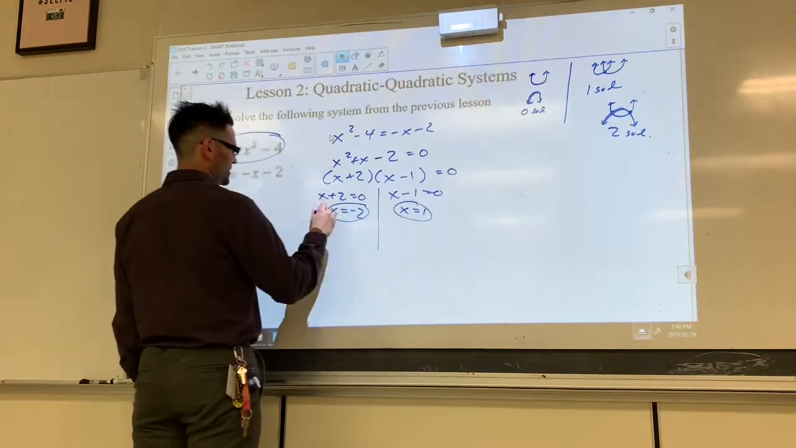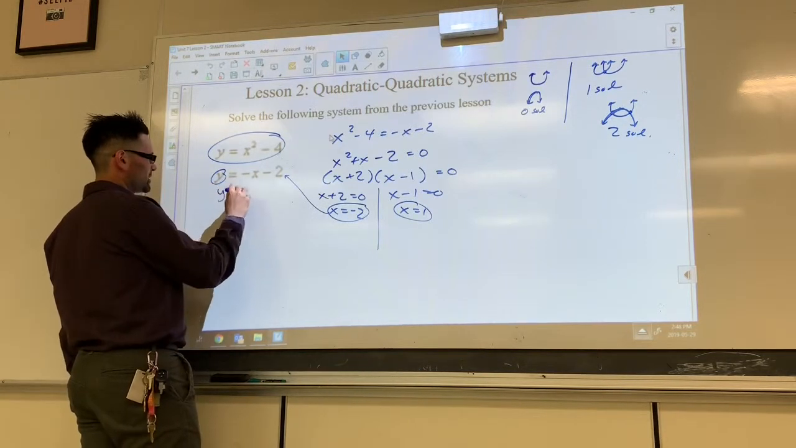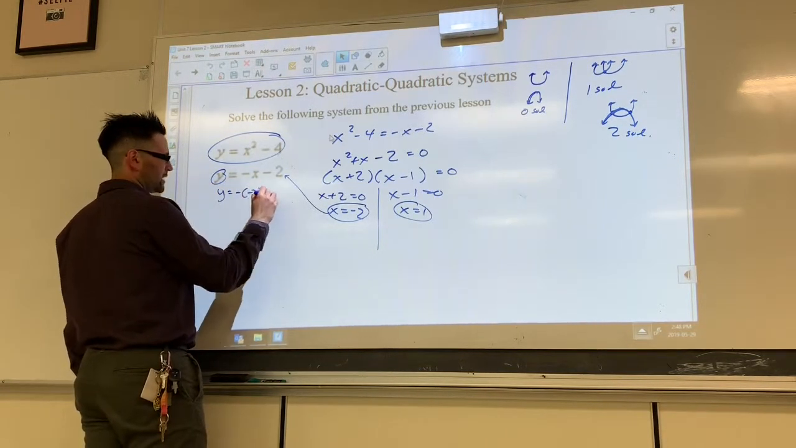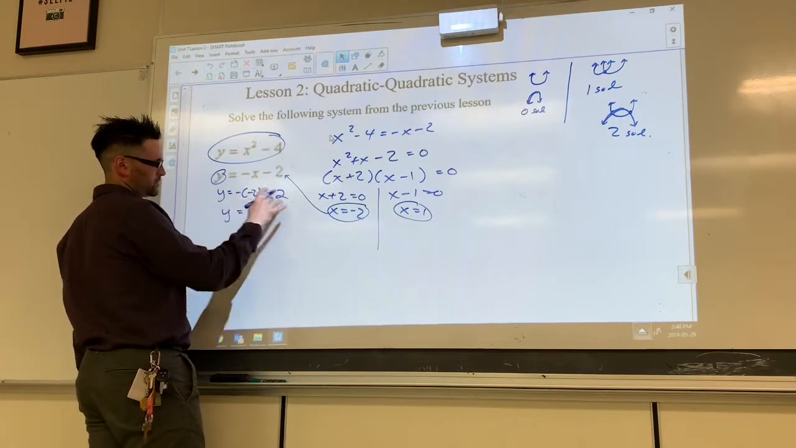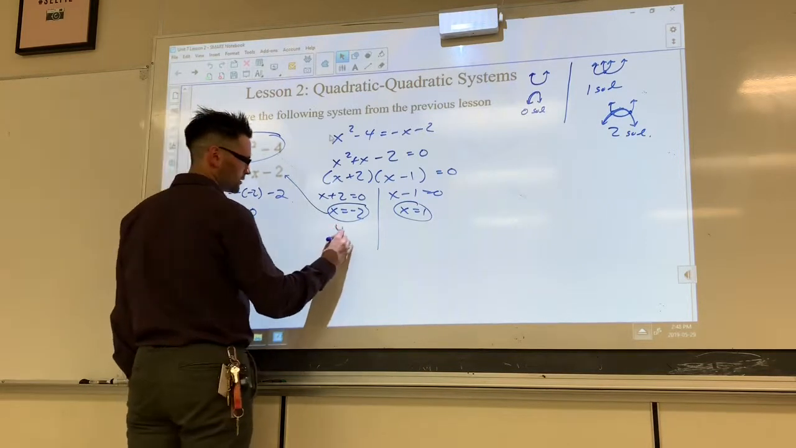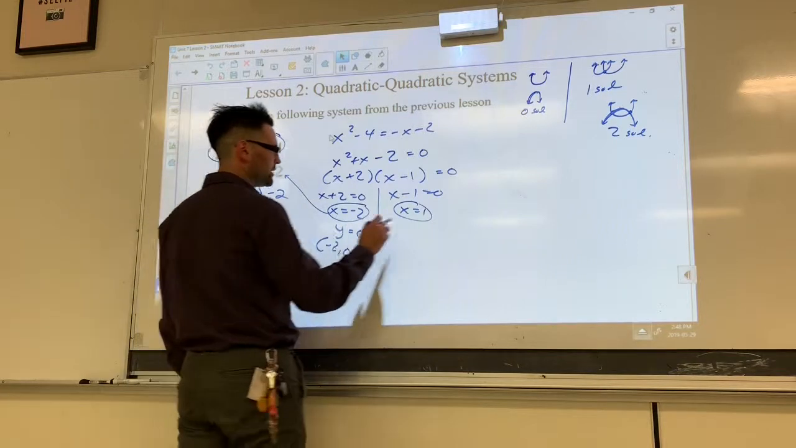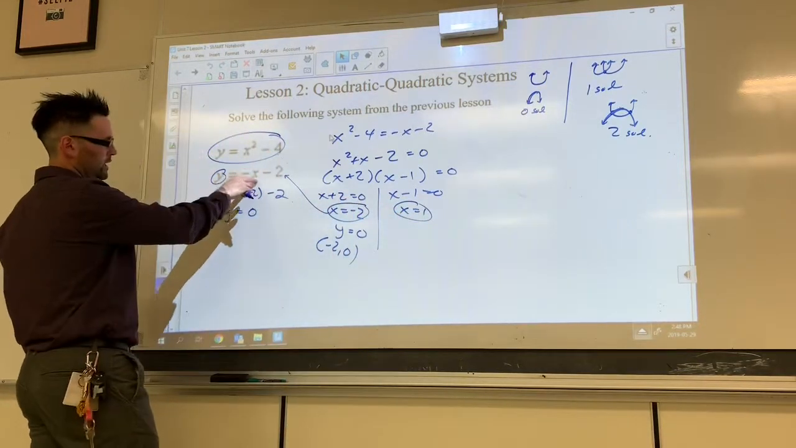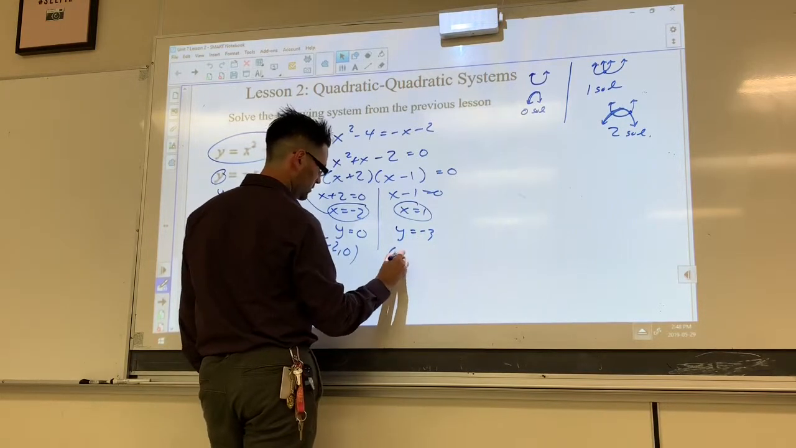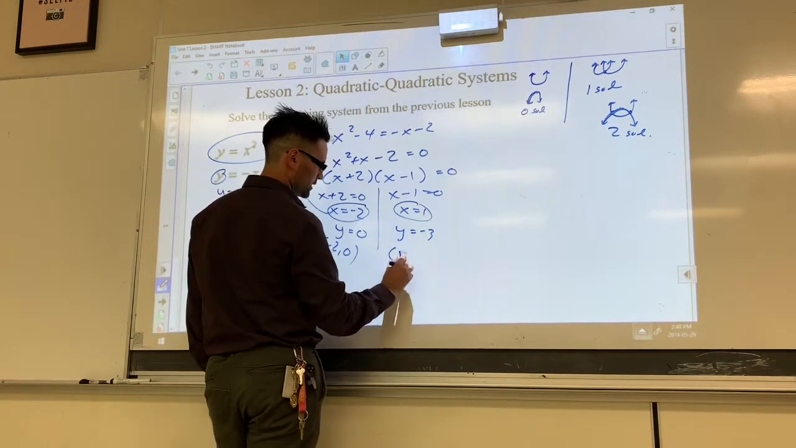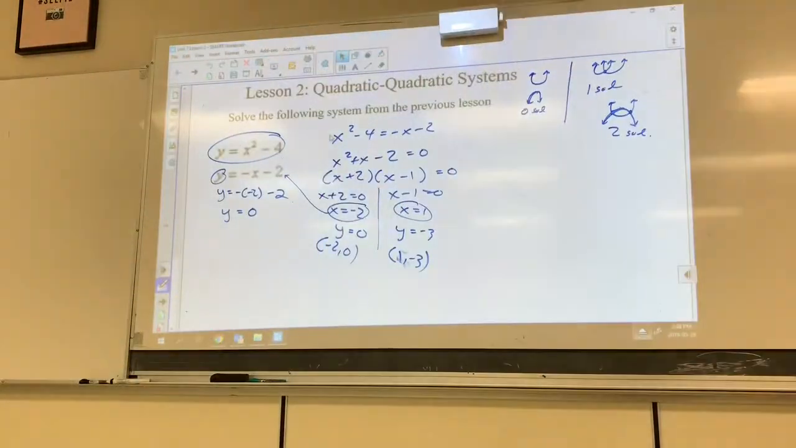So there's our x values, and then we can go back to whichever equation you like. This one looks easier, so we're going to do this one. Plug in our negative 2, and we get positive 2, subtract 2, so we get 0. Okay, we should really write it as a coordinate. So there's one answer. This one, when you substitute it in, you get negative 1, subtract 2, so you get negative 3. So it's 1 comma negative 3. Excellent. Okay, we'll go on to the next one.